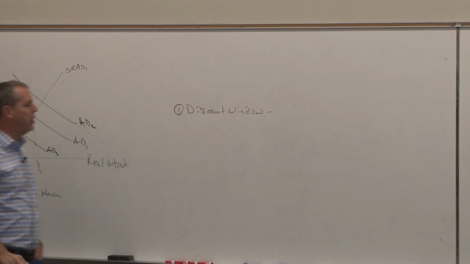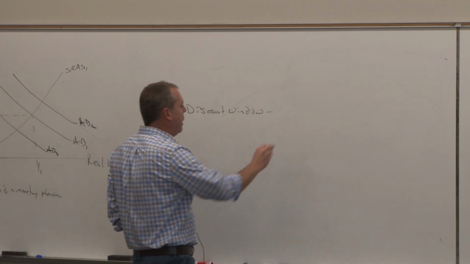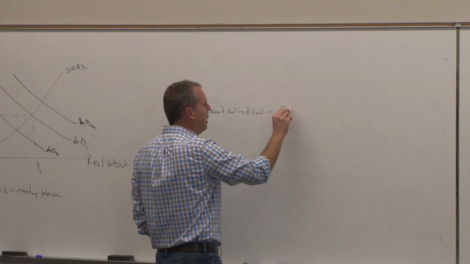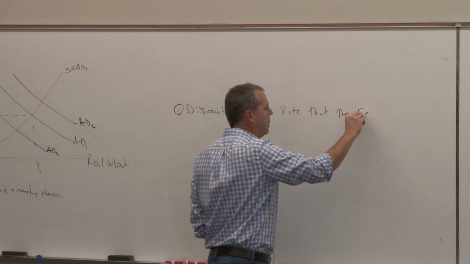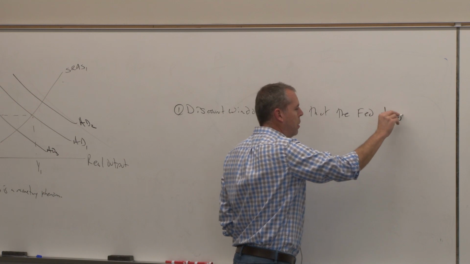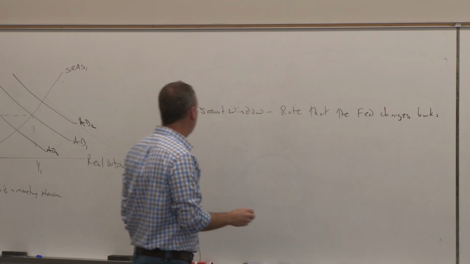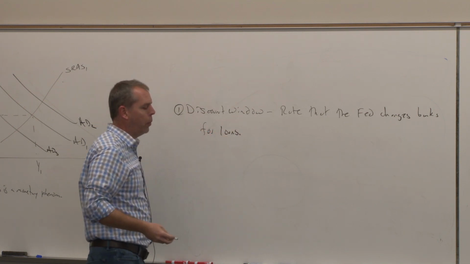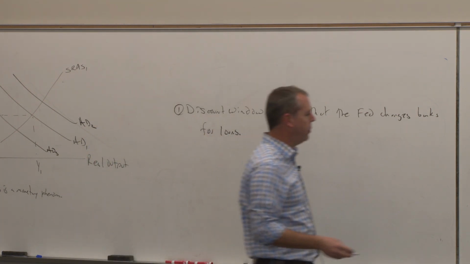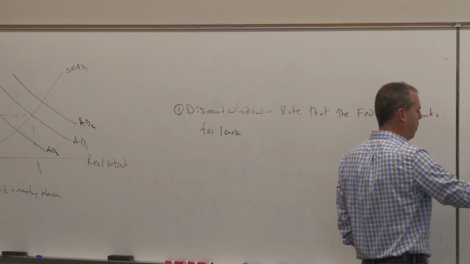One of these is going to be the discount window, right? The discount window is, in essence, the rate that the Fed charges banks for loans. So you'll recall that we have this fractional reserve system. Talked about this last time.